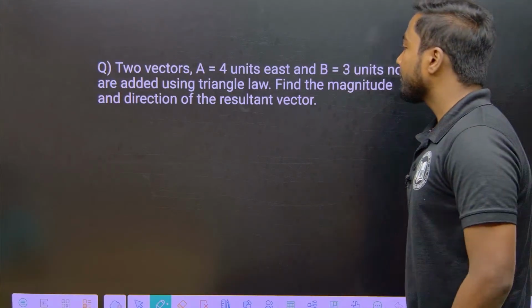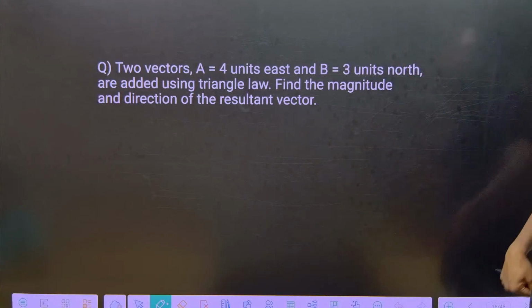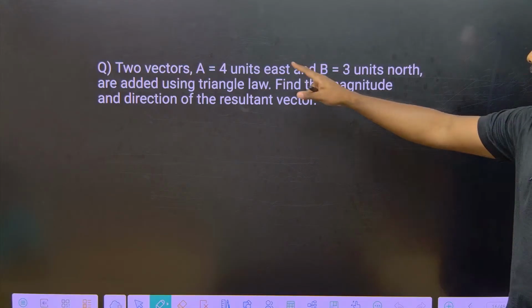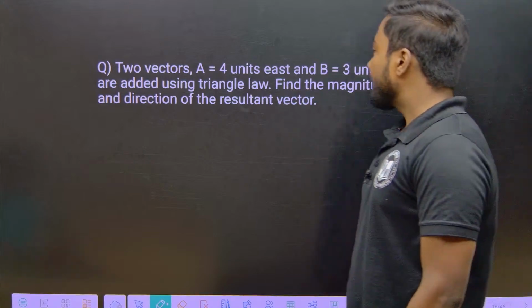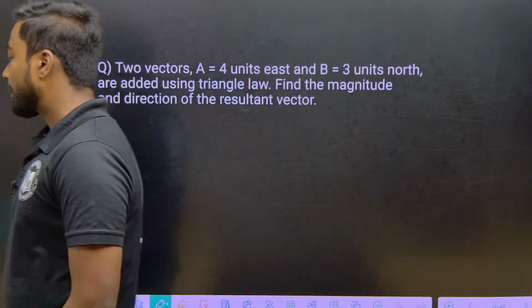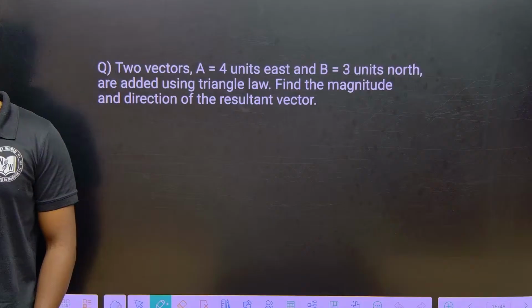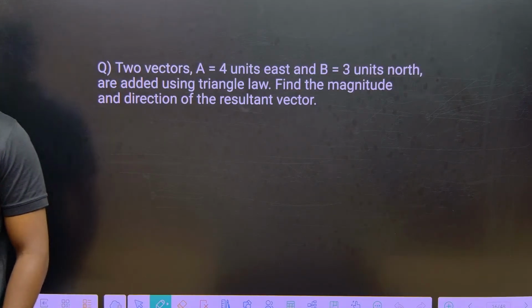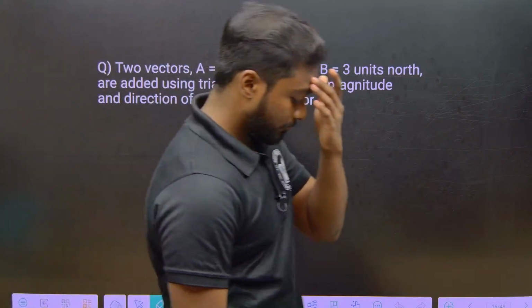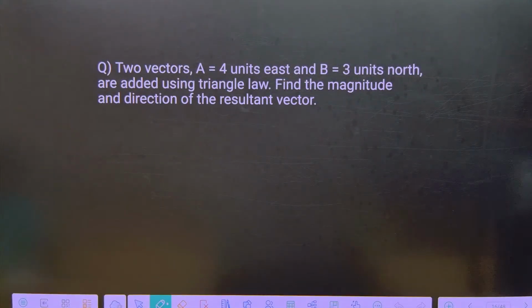Two vectors, A equals 4 units in the east and B equals 3 units in the north, are added using the triangle law. Find the magnitude and direction of the resultant vector. Can you give the answer for this question? What is the answer for this question?